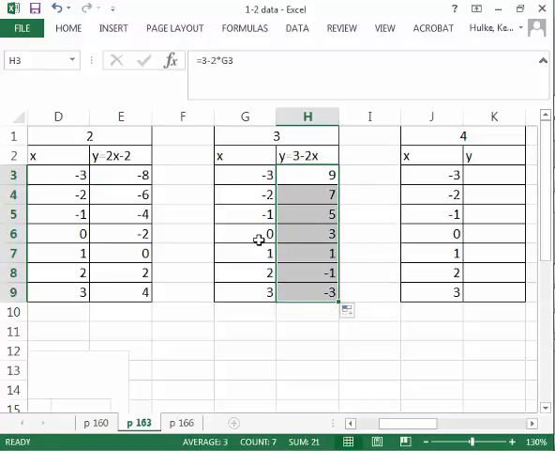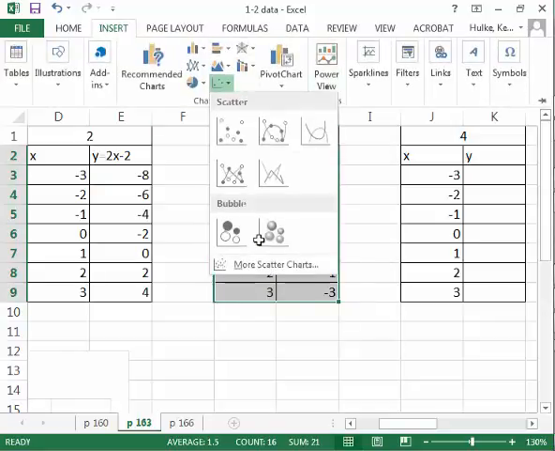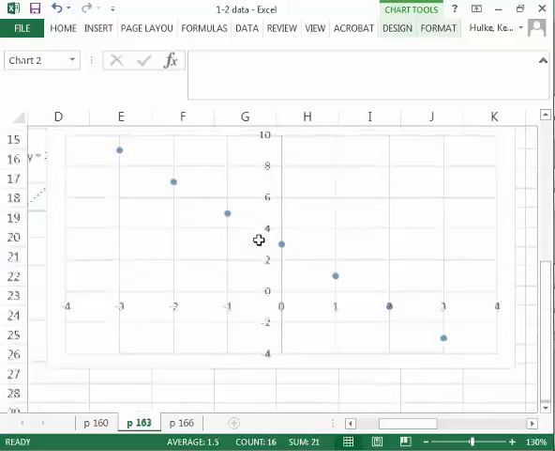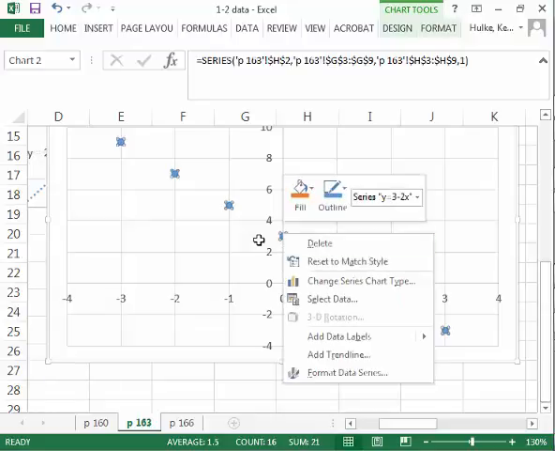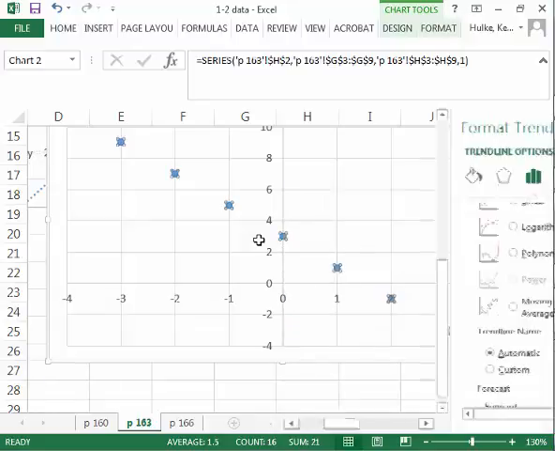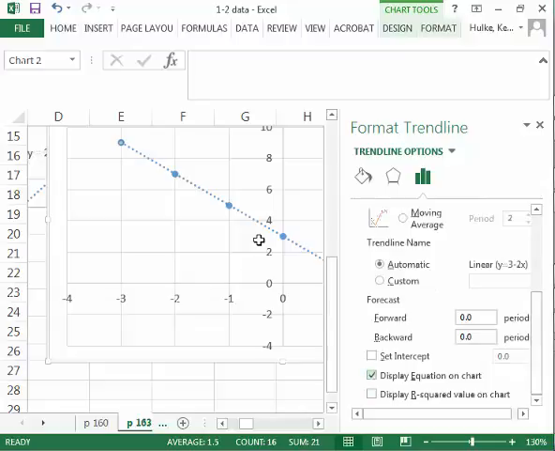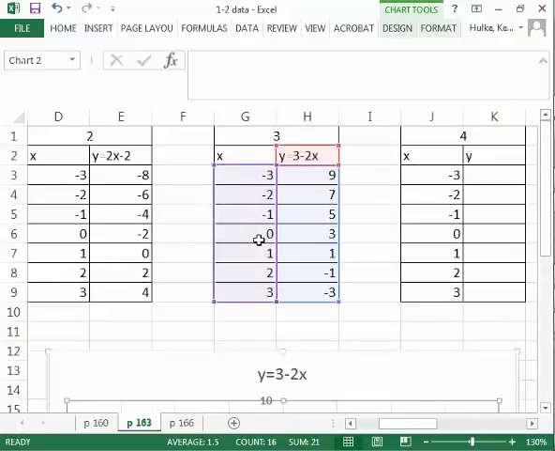Okay, and then I'm going to graph that equation. Insert a scatter plot graph. There it is. I'm going to pull it down so that you can see the graph. I'm going to add a trend line. Notice I clicked on a dot. Add a trend line. Display the equation on the chart. And y equals negative 2x plus 3.